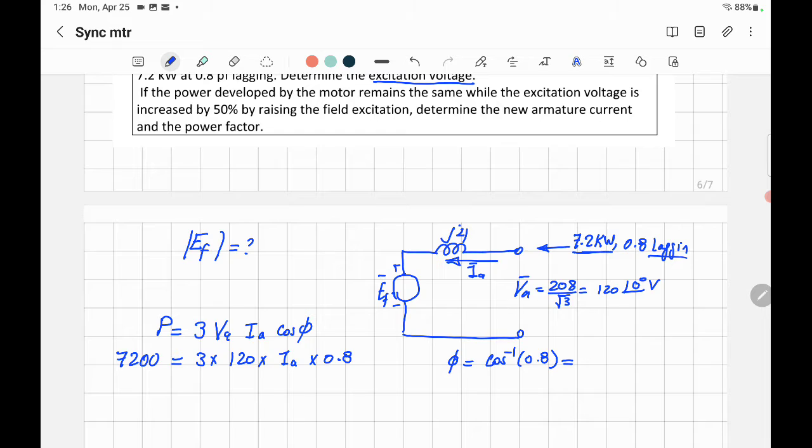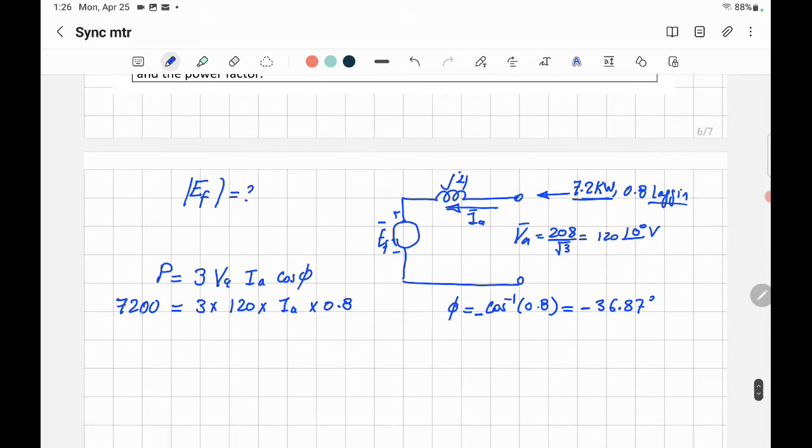And that will give you, but this is lagging, so put the negative sign, 36.87 degree. Well, using this equation, we can find IA, the magnitude. So the magnitude of the armature current will be equal to 7,200 divided by 3 times 120 times 0.8. It will get 25 amp as a magnitude.